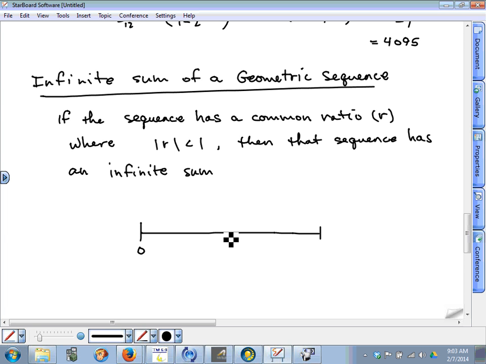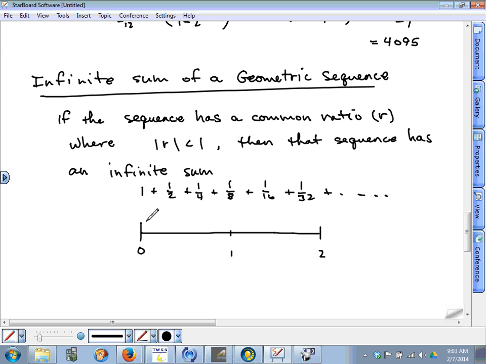Consider a number line where we start at 0, and here's 1, and here's 2. Write this down real quick. We have just a couple minutes before the bell rings. If we considered that sequence we were just talking about, 1 plus 1 half plus 1 fourth plus 1 eighth plus 1 sixteenth plus 1 thirty-second plus all the way out to infinity, let's keep track of the sum on this number line.